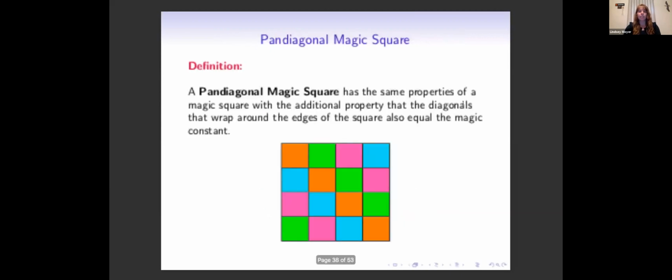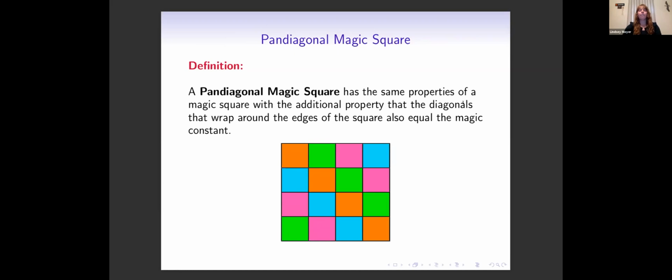Our last main type of magic square is going to be the pan-diagonal magic square. So it has all the same properties. It uses 1 through n squared, and each row, column, and diagonal adds up to the magic constant. However, now, the diagonals that wrap around the edges of the square are also going to equal the magic constant. So when you look at this, all the blue cells equal the magic constant, as well as the pink, green, and orange cells. How do we find this?